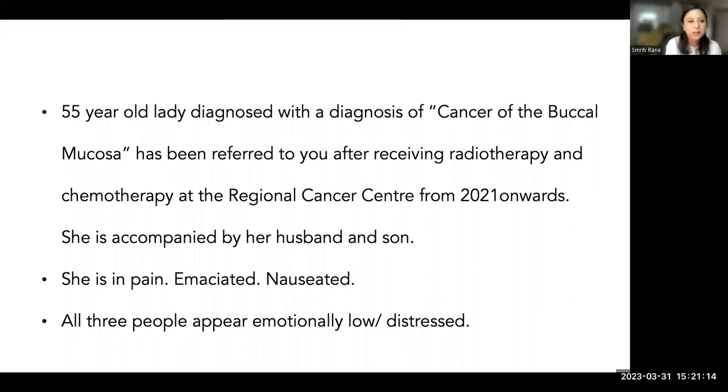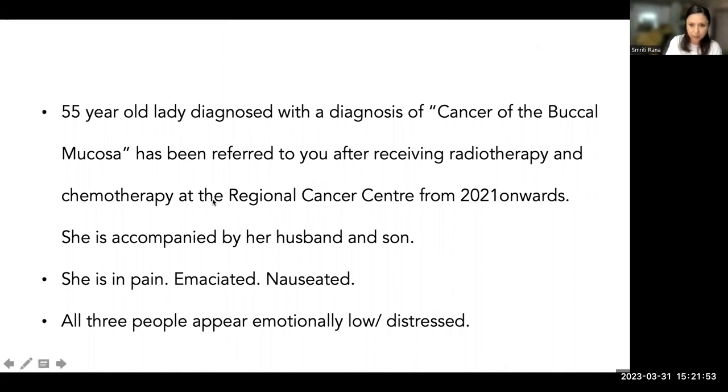Thank you very much. That's terrible. The first line has terrible grammar. Okay, so 55-year-old lady, cancer of the buccal mucosa, referred to us after receiving radiotherapy, chemotherapy at the RCC. She's accompanied by her husband and son. She's in pain, emaciated, nauseated. Emaciated, basically, really she's lost a lot of weight. She's nauseated all the time. And all of them are obviously emotionally low and distressed.